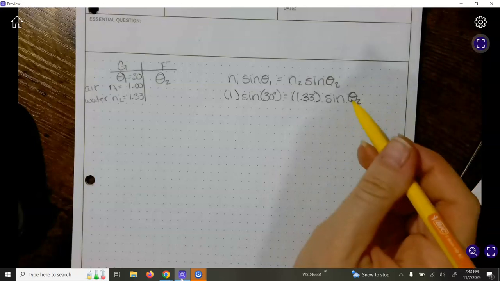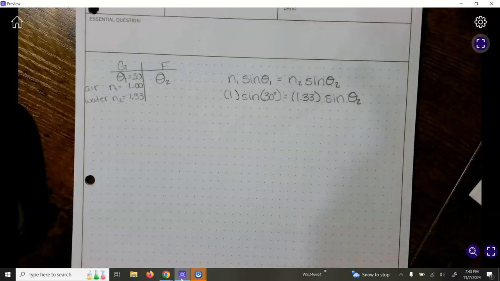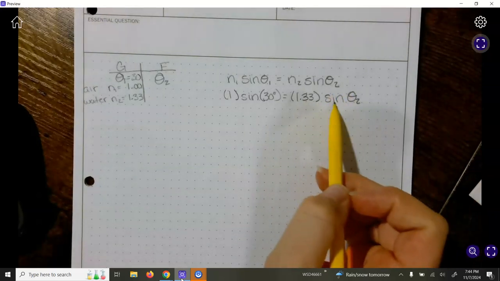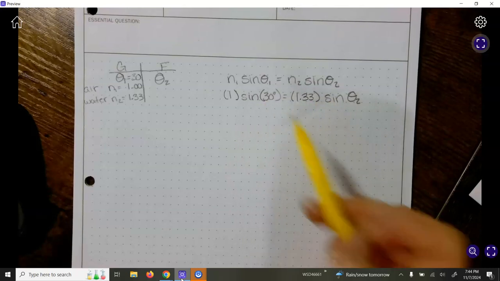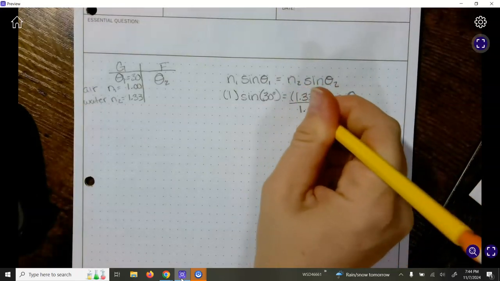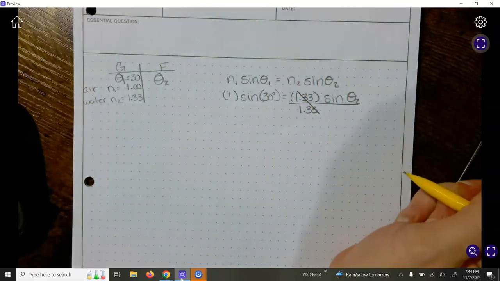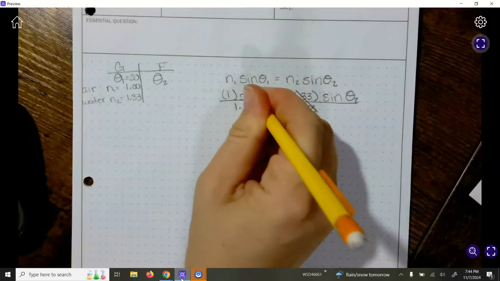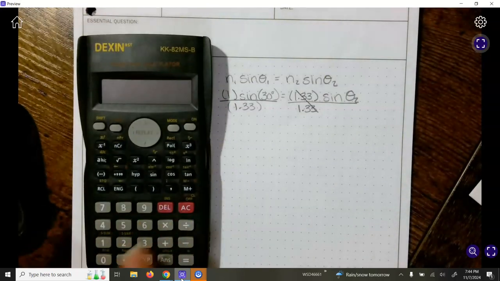So first I want to get theta 2 all by itself. Now, sine of theta 2, that's a function. I can't really break that apart yet. I have to get 1.33 to the other side. If these two numbers are multiplying, how do I get 1.33 to the other side? If you said divide, you're right. We're going to divide. It's very simple. 1.33 times the sine of theta sub 2 divided by 1.33. So that's going to cancel it. And what we do to one side, we must do to both sides. Well, let's plug this into our calculator really quick.